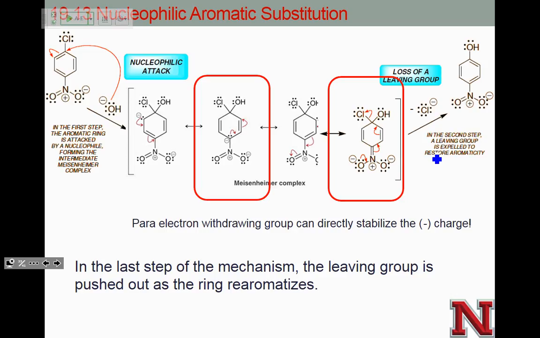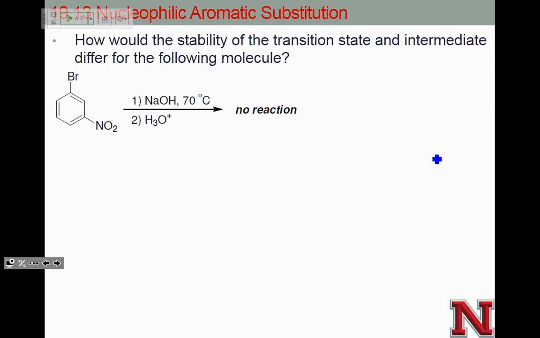Once our chlorine gets pushed out, then we have a stable ring, and the H plus that we put in at the end just neutralizes any leftover sodium hydroxide. We call that working up the reaction. So that's our mechanism, and the key is the mechanism is going through a negative charge. So if we have it in the meta position, we actually don't get a reaction under these conditions, because again, we don't have that extra stable resonance structure.